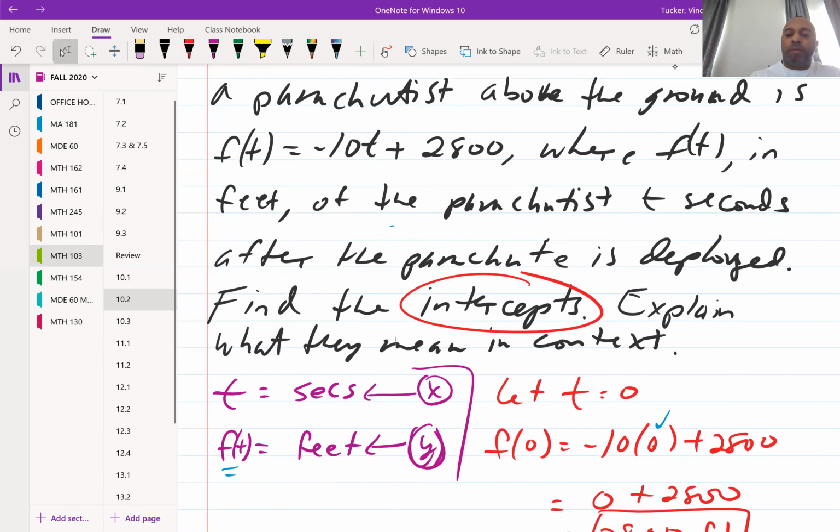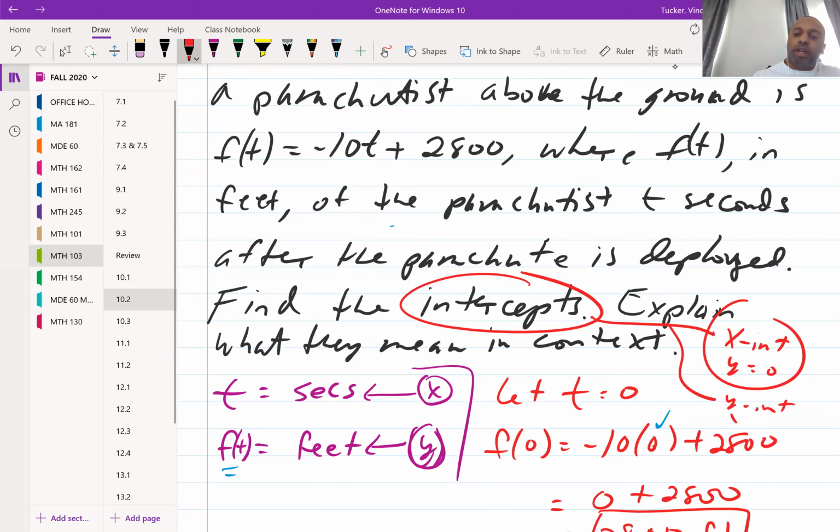But when you talk about x-intercepts and y-intercepts, for your x-intercept, you let y be equal to 0. When you want to find your y-intercept, you let x be equal to 0. So that's going to be the key to finding your intercepts. When you're looking for your x-intercept, you let y be equal to 0. When you're looking for your y-intercept, you let x be equal to 0.